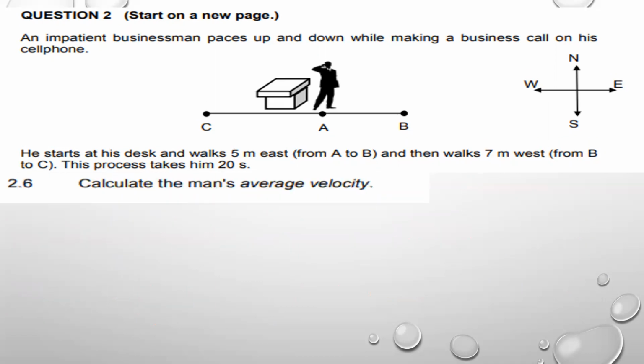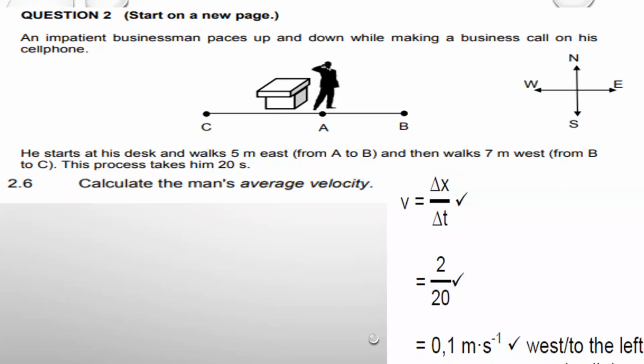Calculate average velocity now. To calculate average velocity, we need displacement and time. Displacement, we calculated already. It was 2 meters. So 2 over delta t, you are calculating like this. And 0.1 meters per second west, or to the left. Same direction as displacement. Displacement was in the left direction, so velocity is also left.